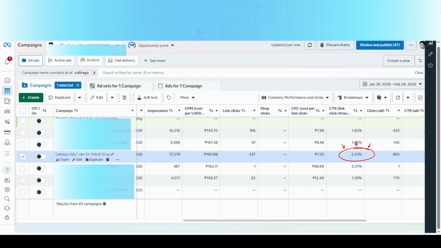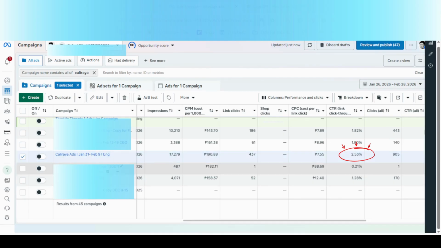The cause behind it, if it's low or high, not in the benchmark, it means you have a weak hook, a weak headline, a boring creative, or wrong audience targeting. To resolve this, you must test stronger hooks, change creatives, improve your headline, and test new audience segments.